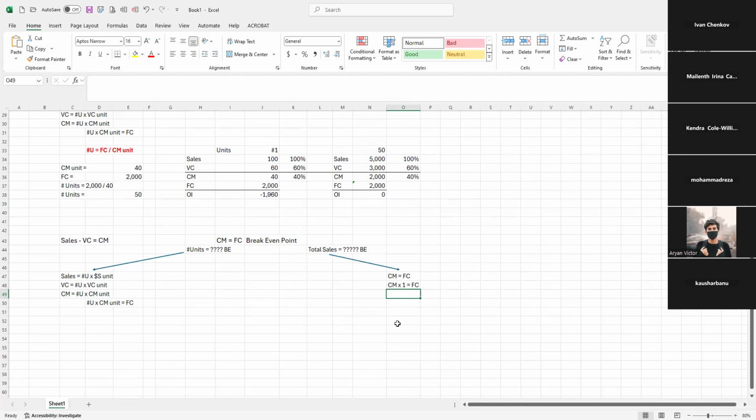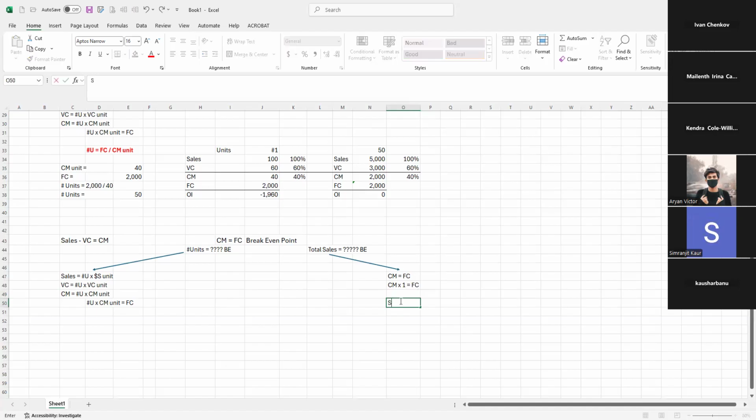If I do this, am I going to change the formula? Am I going to change the result? No. But I already know that sales divided by sales is also equal to 1, correct? Yes. So, having that in mind, can I go with the contribution margin times sales divided by sales equal to the fixed cost?